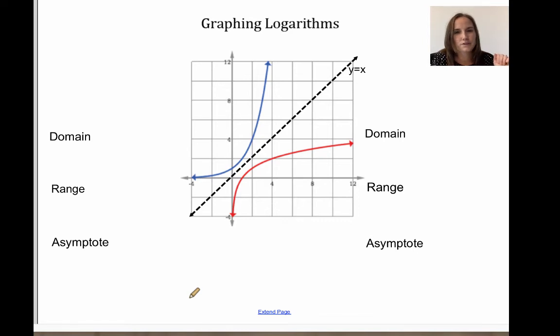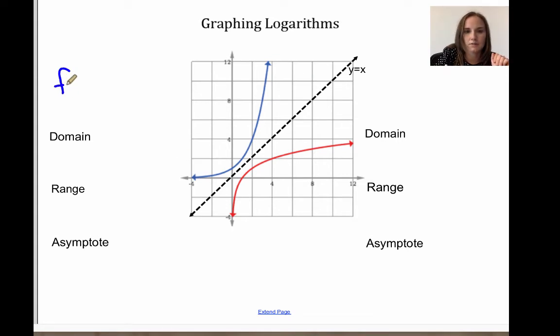Hi guys, today we're going to talk about graphing logarithms. Here you see a picture of two functions. This blue one here is an exponential function that we've already talked about, and then we are going to explain or talk about logarithms, which is the red function here. So let me just give you the function that I'm using.